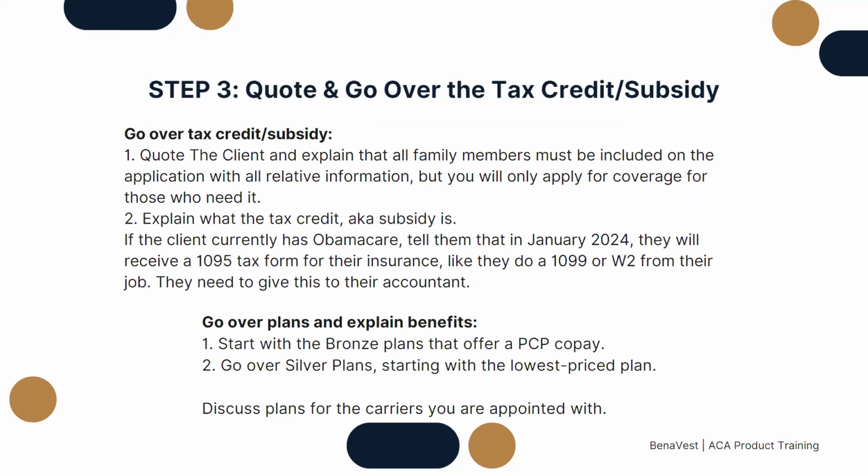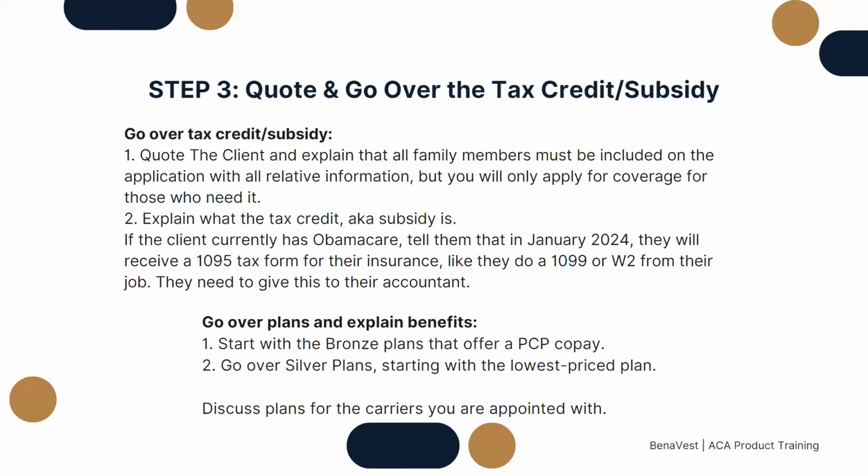Step 3, quote and go over the tax credit. So now you have all their information. You're going to go over the tax credit with the information that you plugged in. You can do the quoting inside of your enrollment platform. Some agents use healthcare.gov or other sites, whatever works best for you.